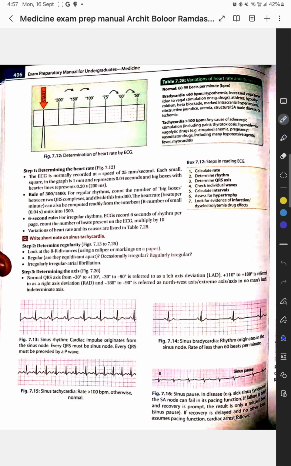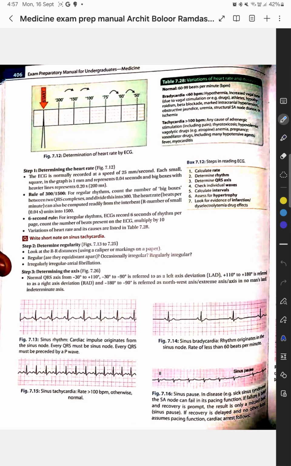Variation of heart rates and its causes are listed. Normal is 60 to 99 beats per minute. Bradycardia is less than 60 and tachycardia is greater than 100. Bradycardia causes are hypothermia, increased vagal tone, athletes, hypothyroidism, beta blockade, marked intracranial hypertension, obstructive jaundice, uremia, SA node disease, ischemia. Tachycardia causes are any cause of adrenergic stimulation, thyrotoxicosis, hypovolemia, vagolytic drugs, anemia, pregnancy, vasodilator drugs, hypertensive agents, fever, myocarditis.